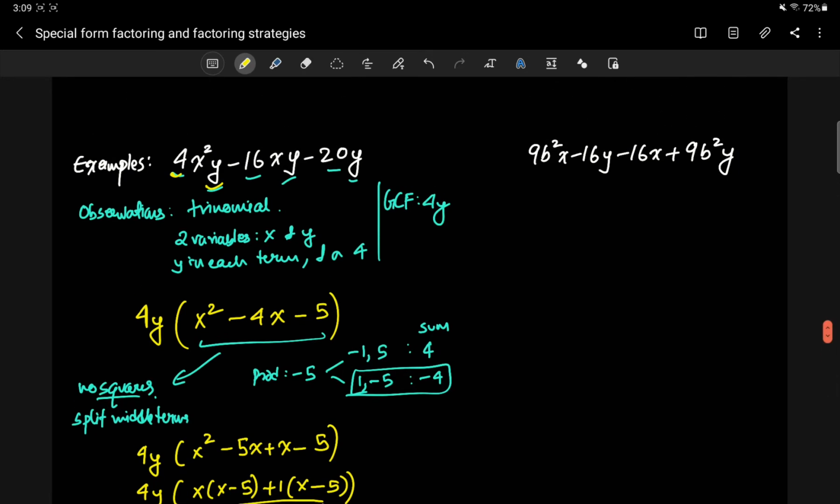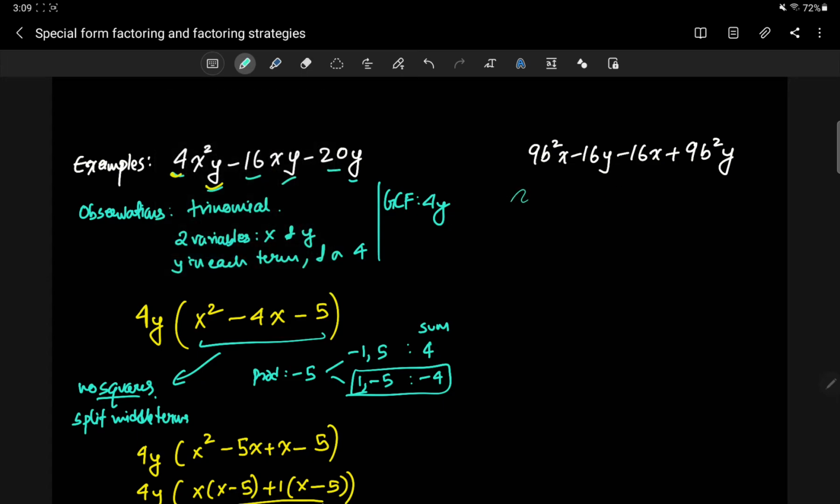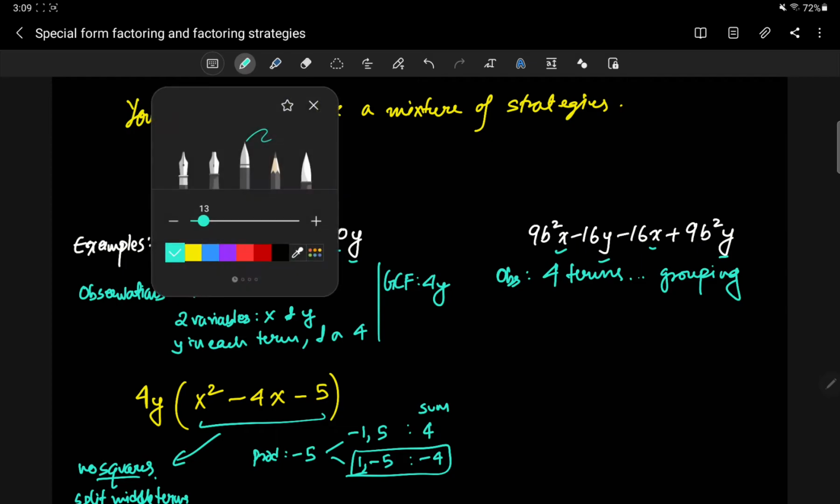All right, let's look at this next one. So try and make your observations. Pause the video and try and make observations about it. Observations: 4 terms. 4 terms immediately should give me the idea that it's probably going to be grouping, especially because 2 of them have x and 2 of them have y. So let's try to group them.